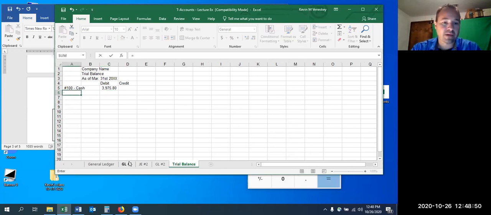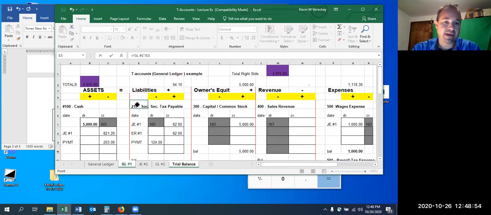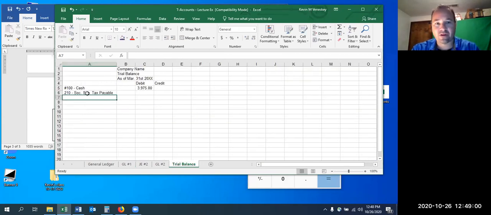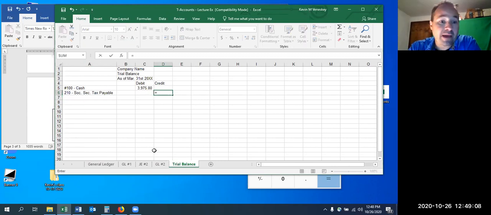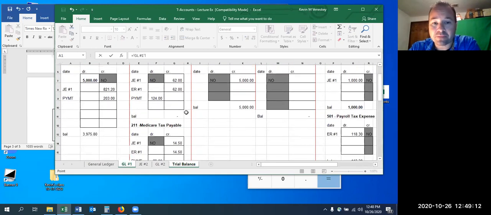Then I come over to my next account. I don't have any more assets for this problem, and I go in and put in Social Security tax payable. Now I'm going to want to make this column bigger so I can fit it all in, so I just double clicked up here on the A. Social Security is always going to have a credit balance or nothing. In this case, it's nothing because I just made a payment.